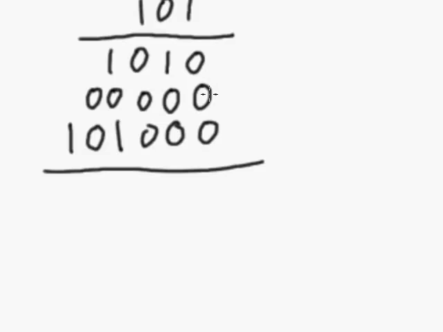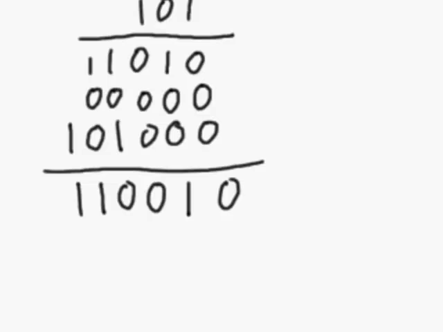Then we add everything together. 0 plus 0 plus 0 is 0, 1 plus 0 plus 0 is 1, 0 plus 0 plus 0 is 0, 1 plus 0 plus 1 is 0, carry the 1, 1 plus 0 plus 0 is 1, and then 0 plus 0 plus 1 is 1.